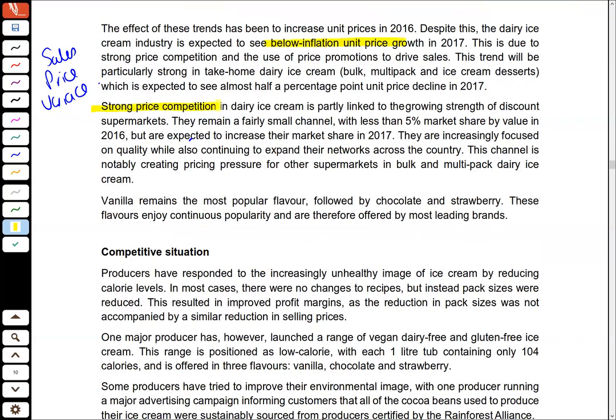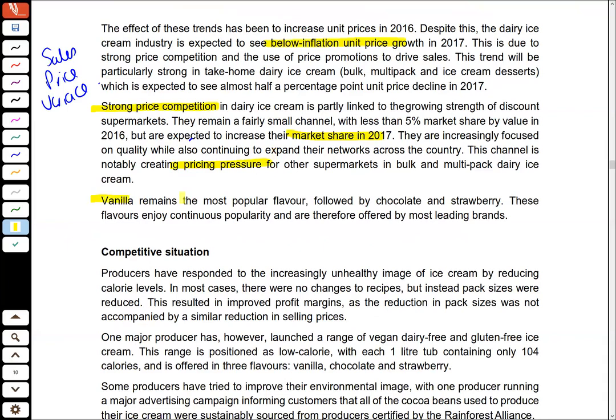We've got a fairly small channel with less market share in terms of that growth element, but we are expecting to increase the market share in that area in 2017. These are increasingly focused on quality, whilst also continuing to expand their networks across the country. This channel is notably creating pricing pressure for other supermarkets in bulk and multi-pack dairy ice cream.